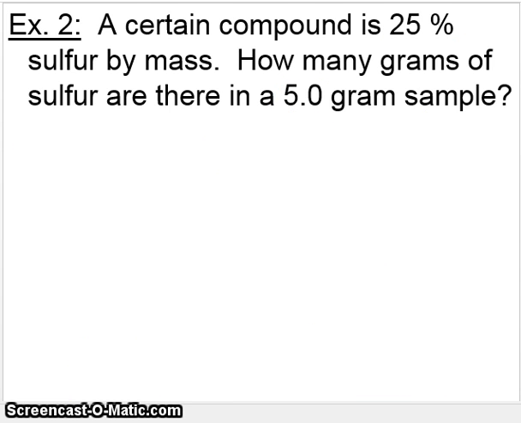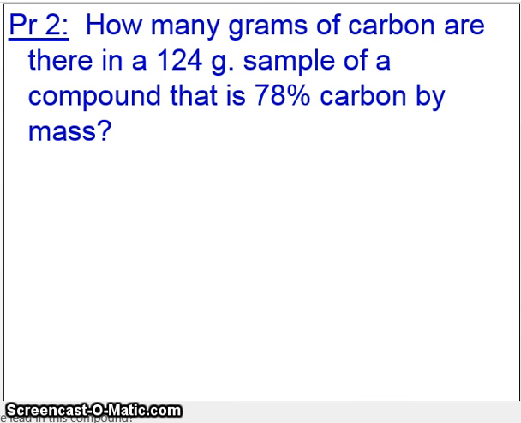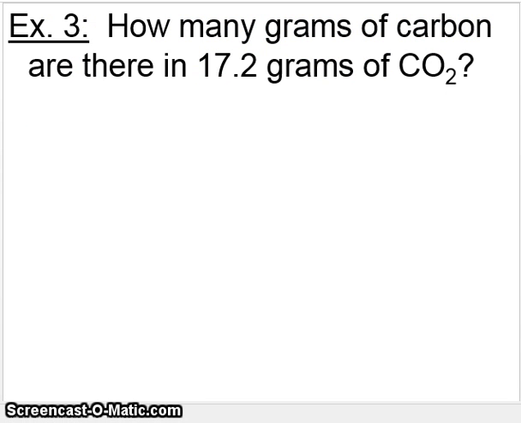Let's do one more problem. Before we do that, go ahead and try one on your own. It's really applying the percent to the total mass. Should be simple. And now let's do this final example. This final example says how many grams of carbon are there in 17.2 grams of carbon dioxide.